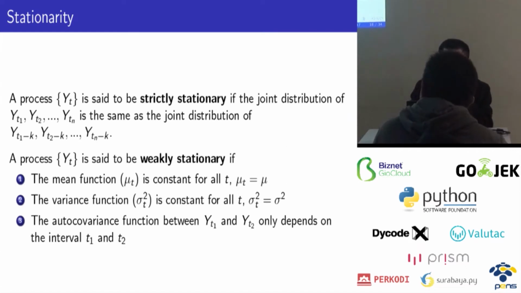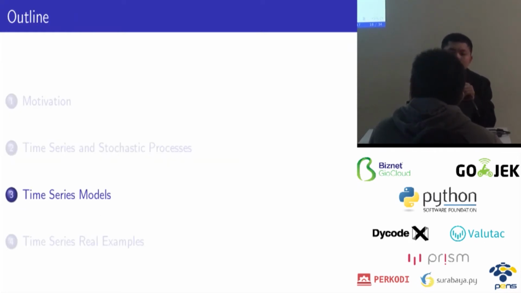Also, there is the term stationarity. Stationarity is when we have the data and the data has a constant mean, it is called stationary. It is also called stationary when it has constant variance.